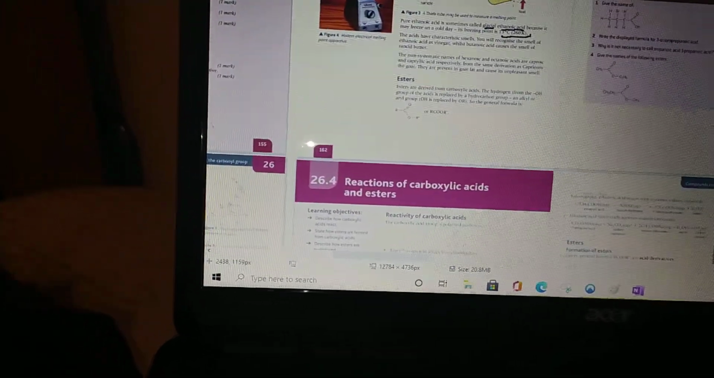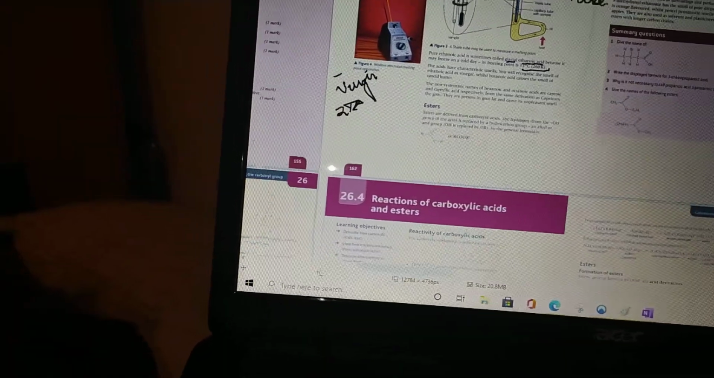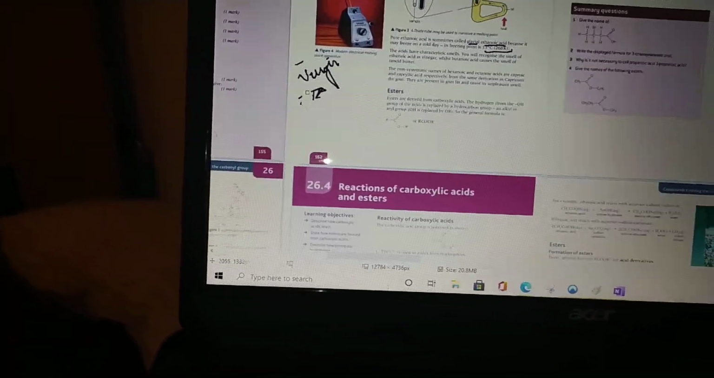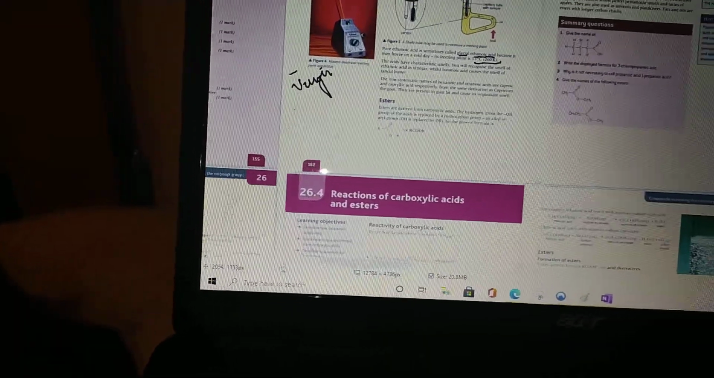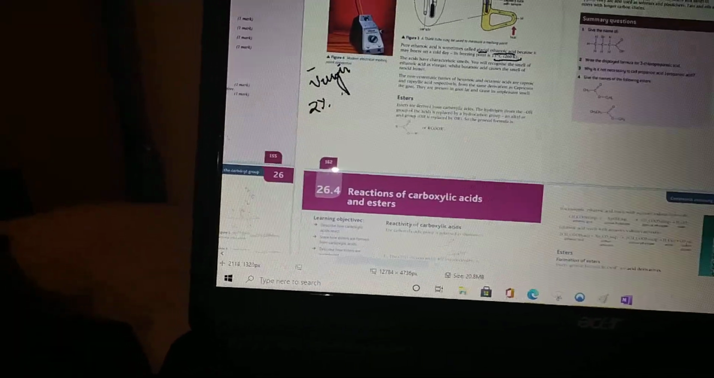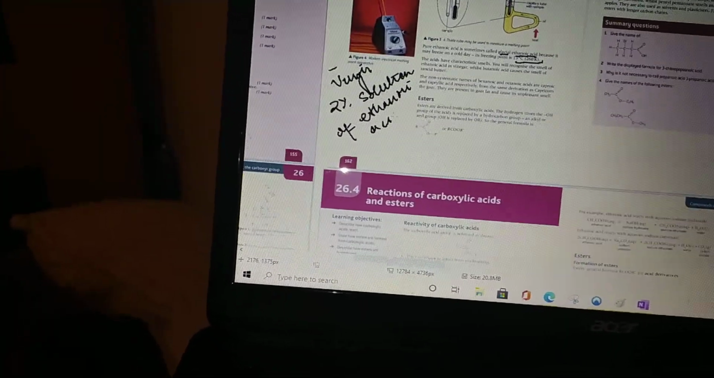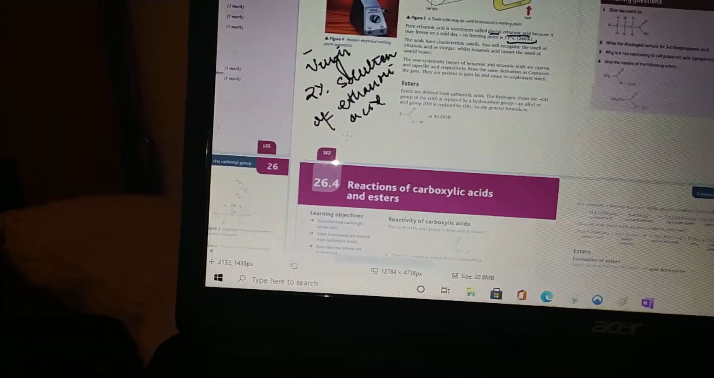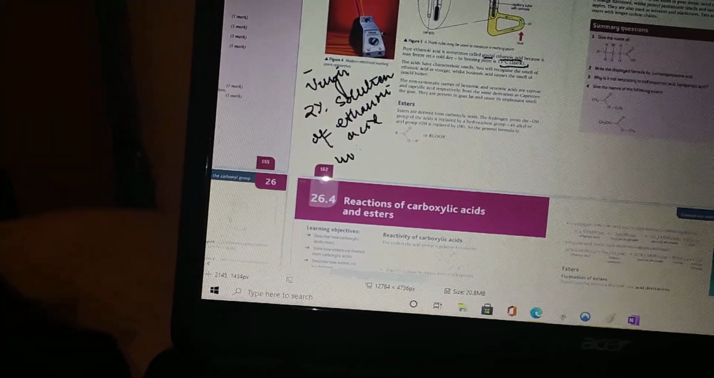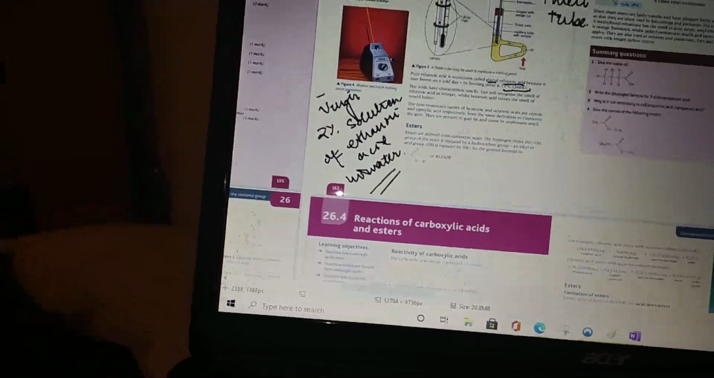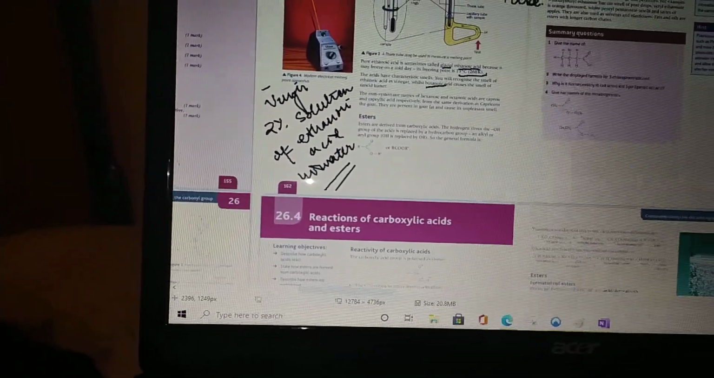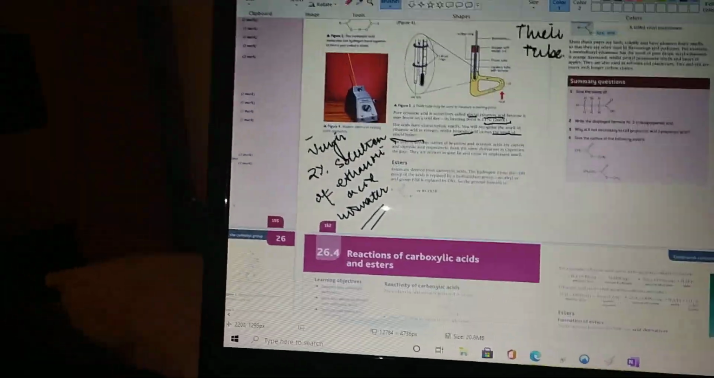Now, acids actually have a characteristic smell. For instance, in the case of vinegar, vinegar is basically a 2% solution of ethanoic acid in water. Also, butanoic acid causes the smell of rancid butter.